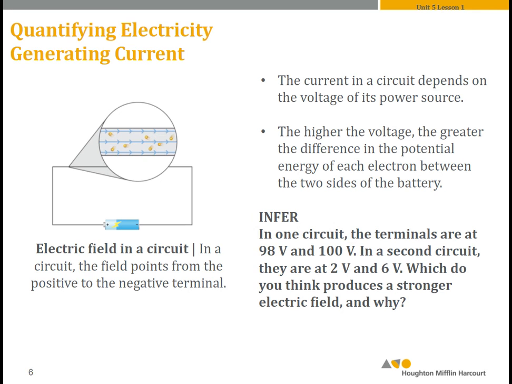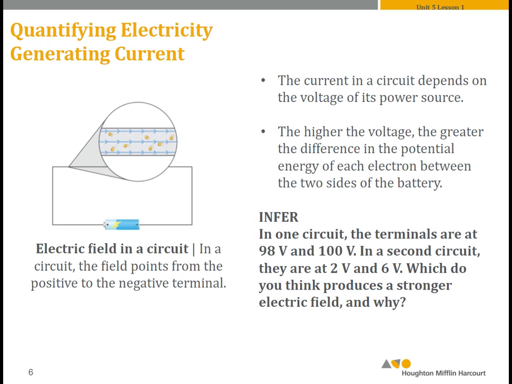Well, let's look at the potential difference of each circuit. In the first one, we have a potential difference of 2 volts. 100 volts minus 98 volts is 2 volts. So we have a 2 volt difference between the two terminals. In the second circuit, we have a 4 volt difference. 6 minus 2 is 4. So we have a 4 volt difference between the two terminals.